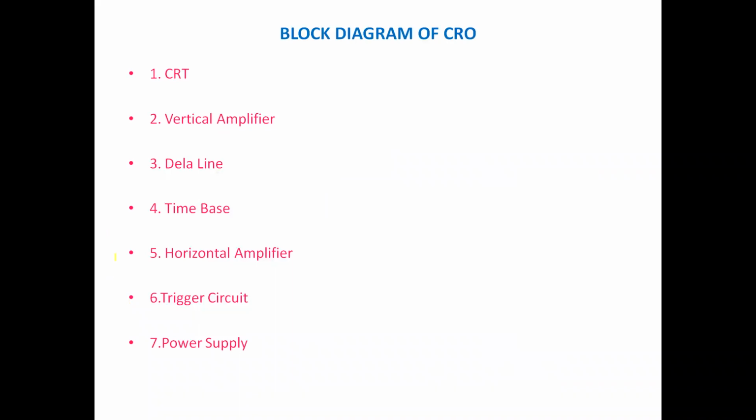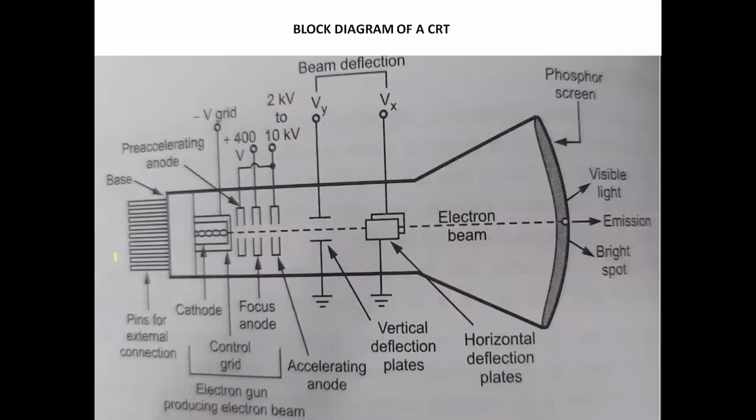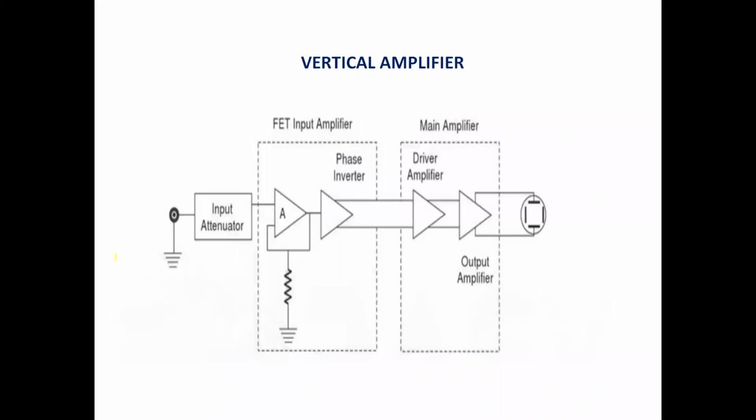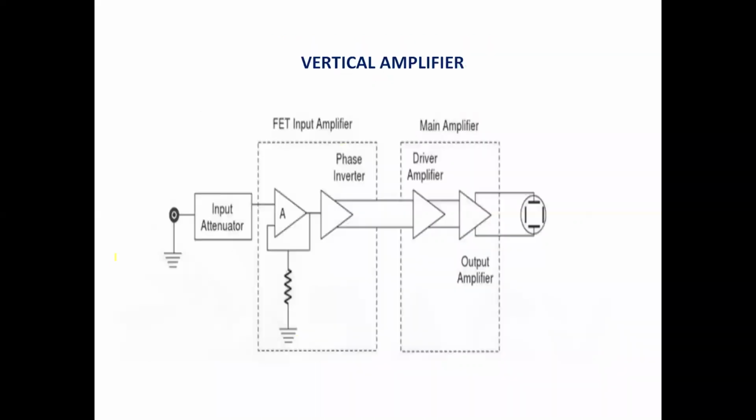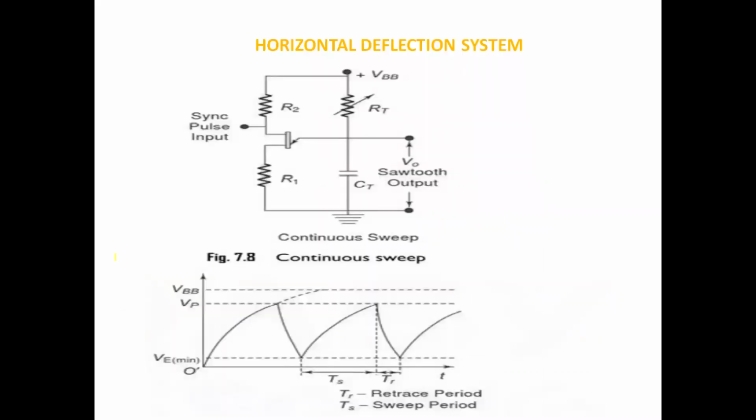So these are the different blocks: CRT, vertical amplifier. Before moving into the delay line, today once again I will briefly explain the vertical amplifier and then the horizontal deflection system.